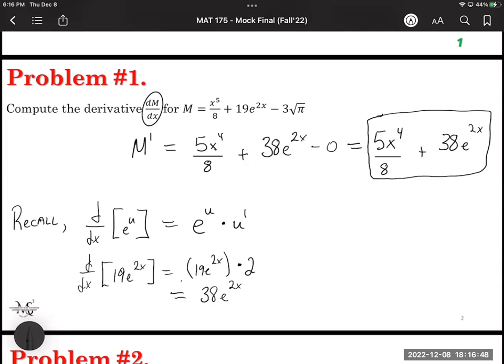Now, I did show you the chain rule here for exponentials, namely e to the u. But in addition to that, let's just say I wanted to find the derivative of 19 e to the x. Does anybody know what the derivative of e to the x will be? It's e to the x. Yeah, the derivative of e to the x will always be itself. So if I ask you to find the derivative of 19 e to the x, it's going to be 19 e to the x, right? It's going to be that constant times e to the x.